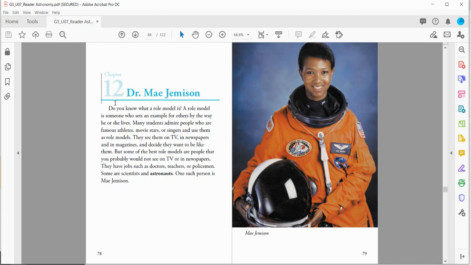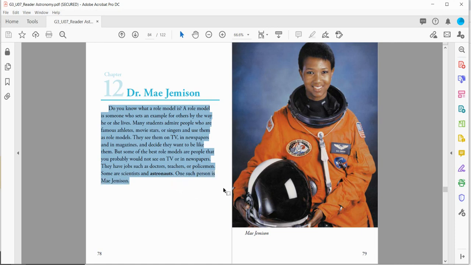Chapter 12, Dr. Mae Jemison. Do you know what a role model is? A role model is someone who sets an example for others by the way he or she lives. Many students admire people who are famous athletes, movie stars, or singers and use them as role models. They see them on TV and in newspapers and in magazines and decide they want to be like them. But some of the best role models are people that you probably would not see on TV or in newspapers. They have jobs such as doctors, teachers, or policemen. Some are scientists and astronauts. One such person is Mae Jemison.